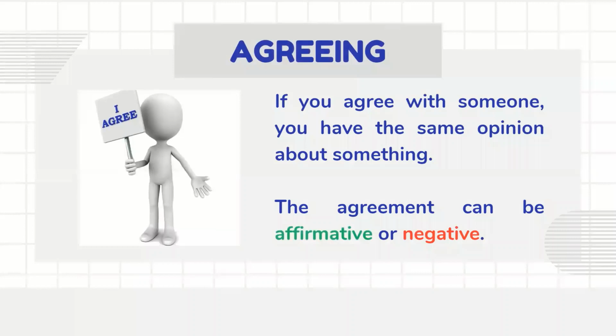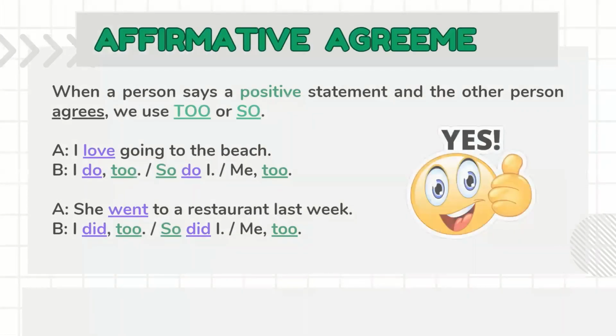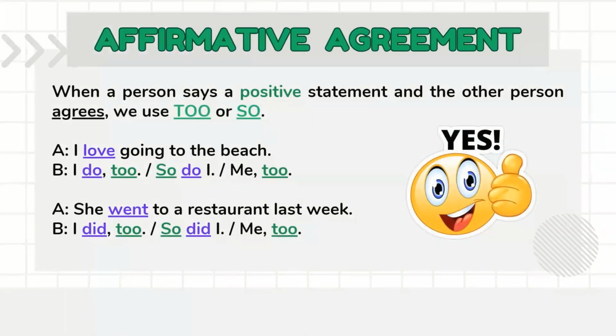What is agreeing? If you agree with someone, you have the same opinion about something. This agreement can be affirmative or negative. Let's see what you're going to use for affirmative and negative agreement.